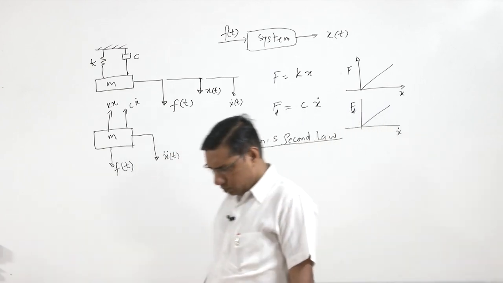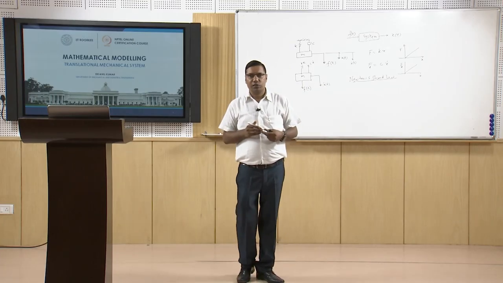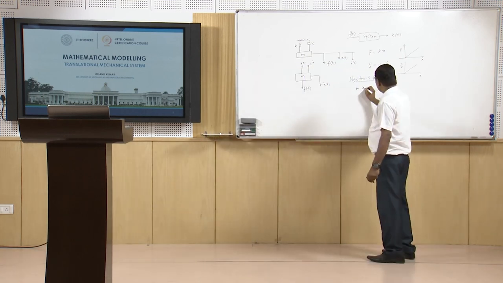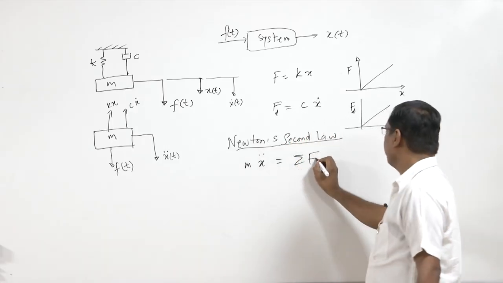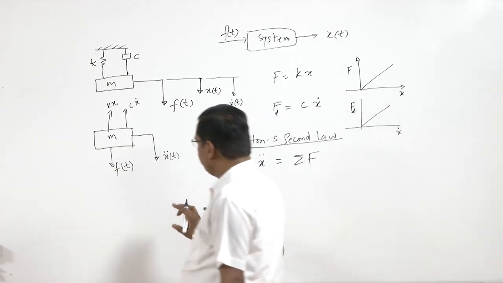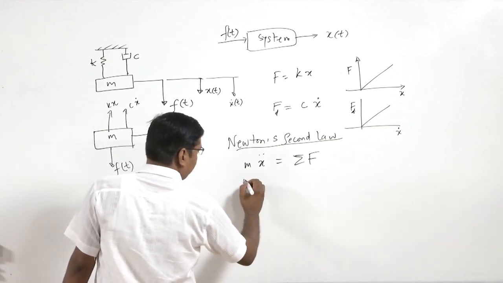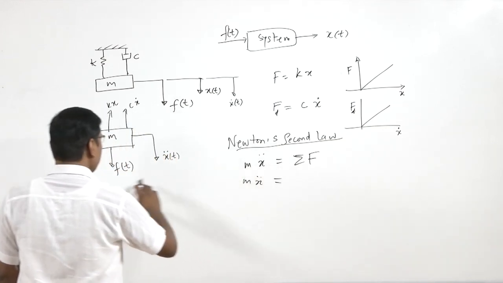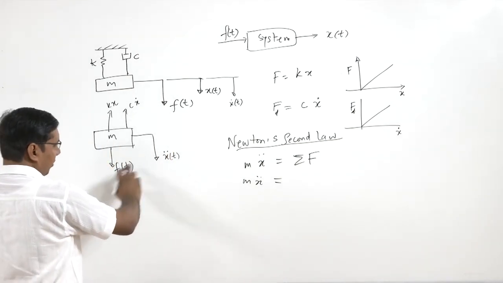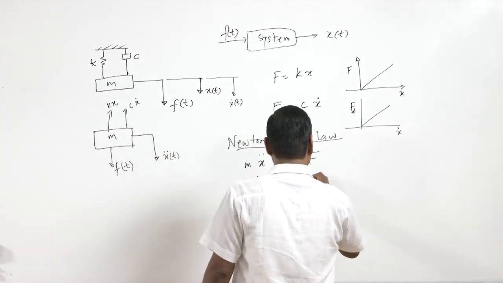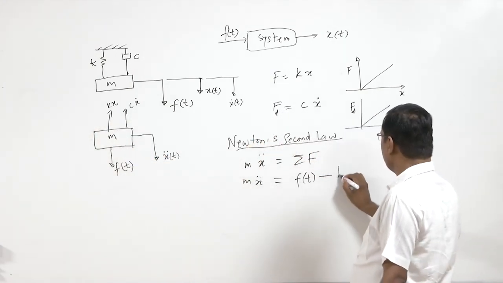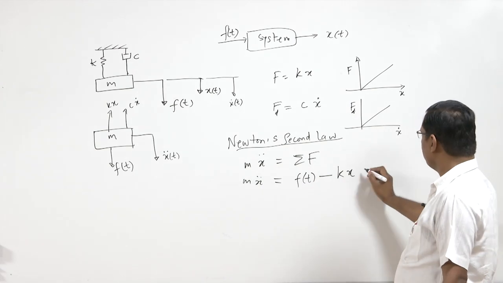To this system, to find the equation of motion of this system, we apply Newton's law: m x double dot equals sigma F, the summation of the forces. Here the force is F(t), which we represent in the same direction as x double dot, so it is positive, minus kx, since kx is opposite, and then minus c x dot.